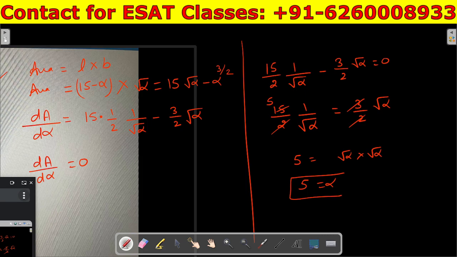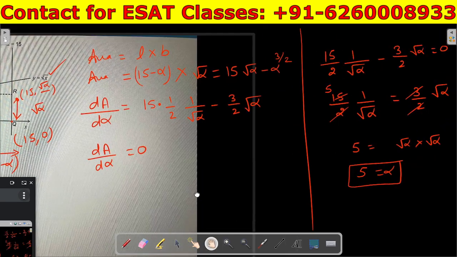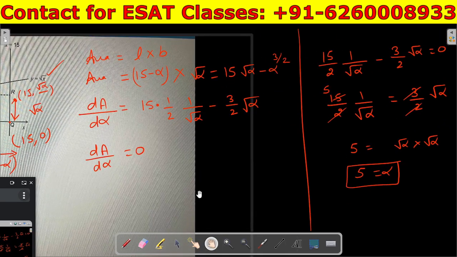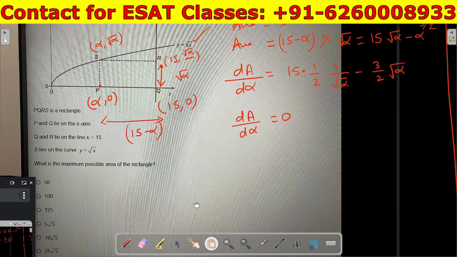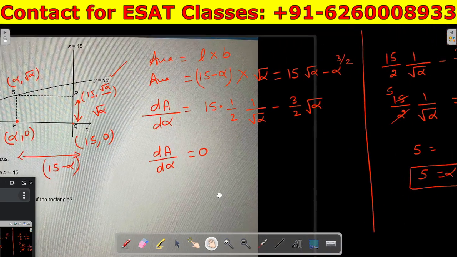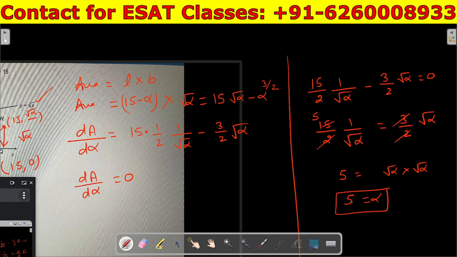So we get that if my alpha equals 5, my area may be maxima or minima, but I am taking a risk here and I'm considering this to be a case of maxima. You know why? Because I'm getting only one value of alpha and my question is asking for the maximum value. So it means that it should be a point of local maxima. So we have to find the maximum possible area of the rectangle. So we got that alpha is 5. So you have the expression of this area.